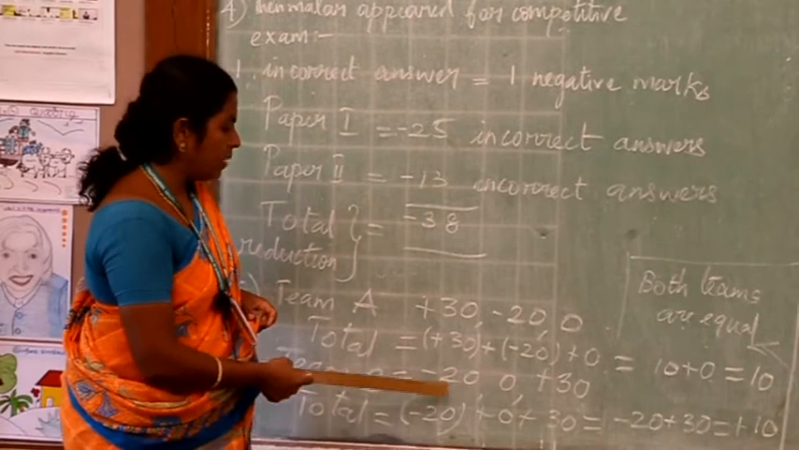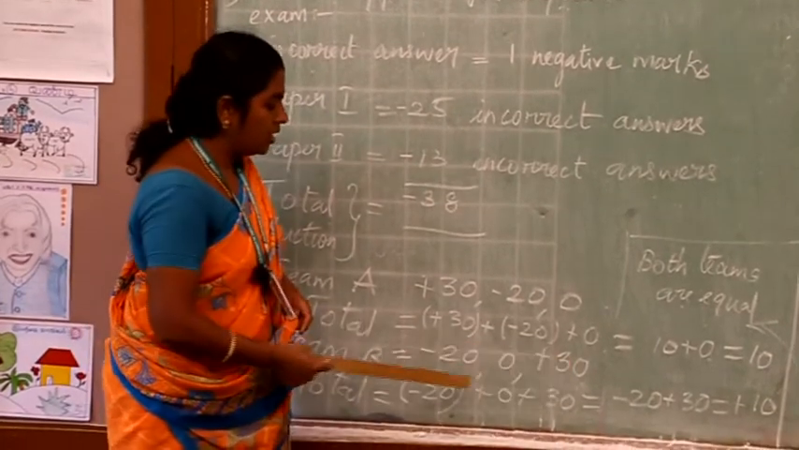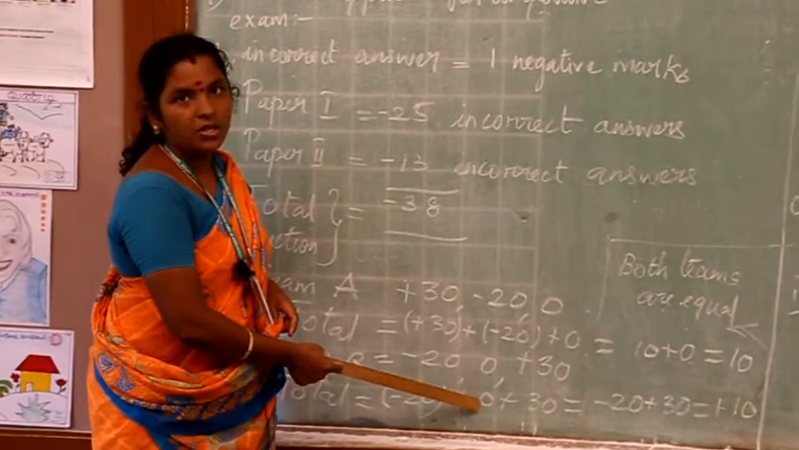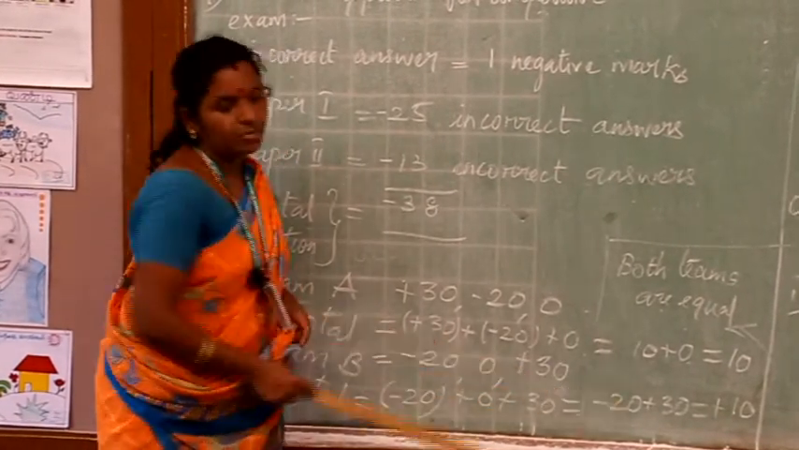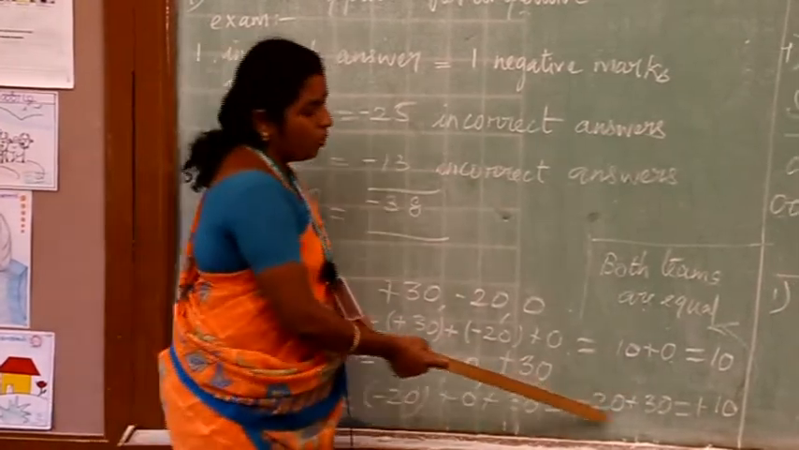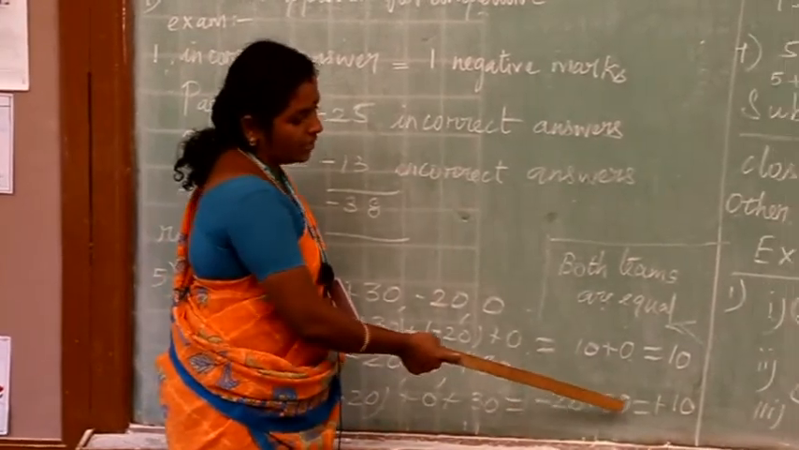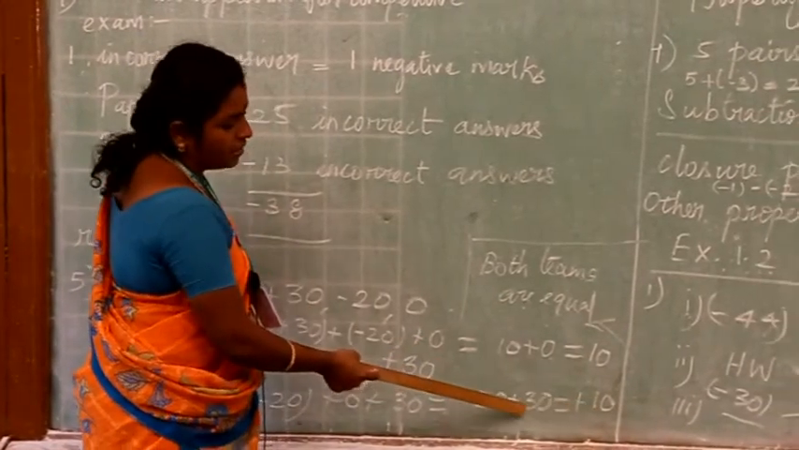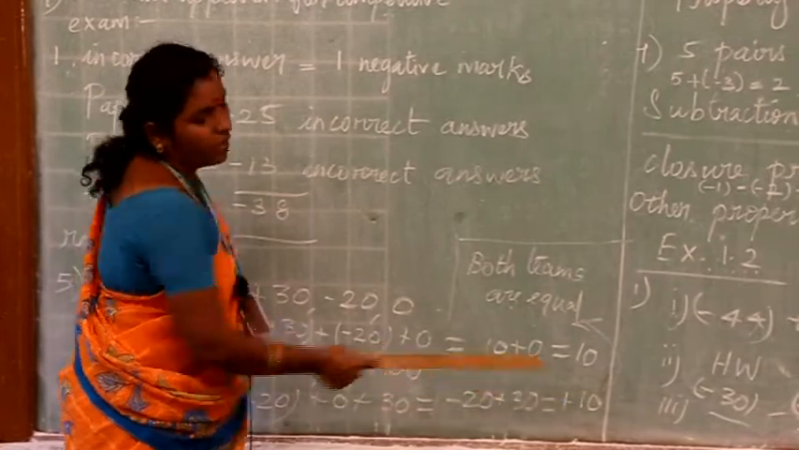Again team B: minus 20, 0, 30. So here we are going to add these two. If you add any number with 0, you will get the same answer. So here it is minus 20. Adding it with the third number, plus 30. So you can see the opposite signs. You have to subtract this and give the greater number's sign. Subtracting these two, you are getting 10. The greater number is 30. It carries plus, so we are giving the plus sign.